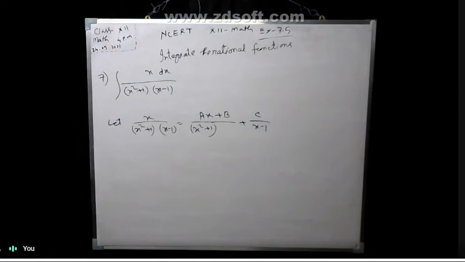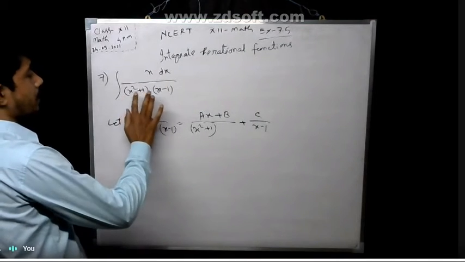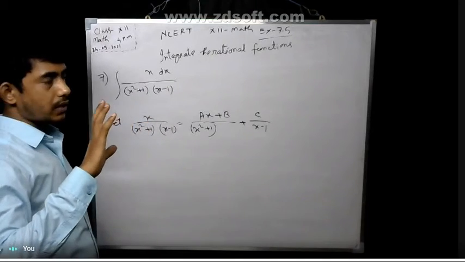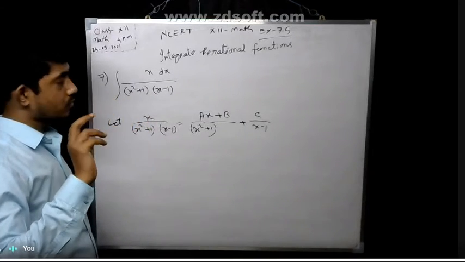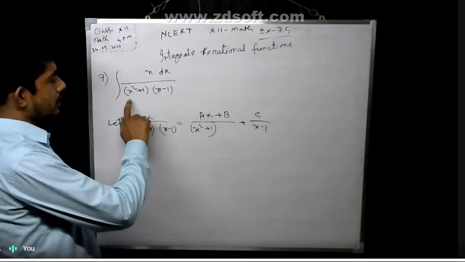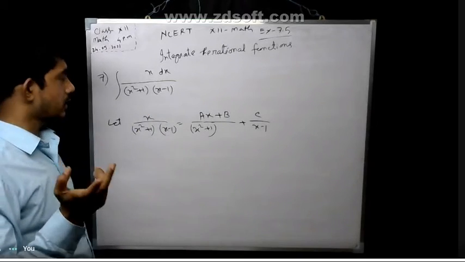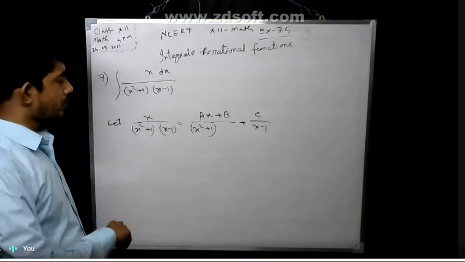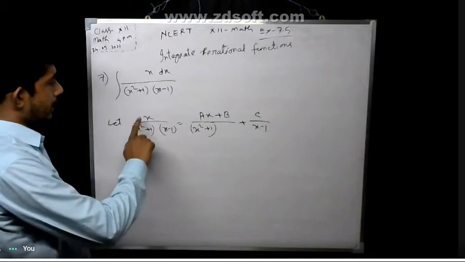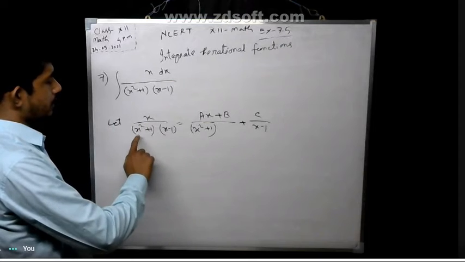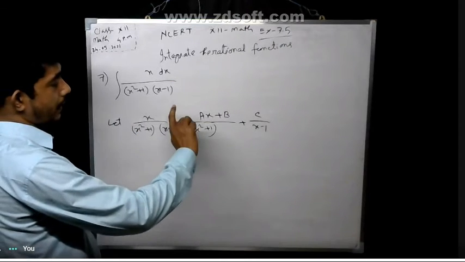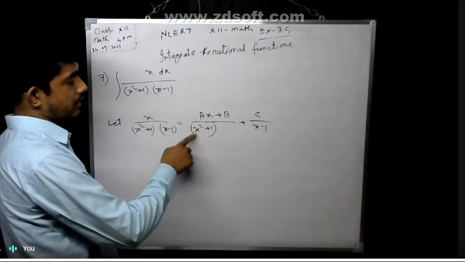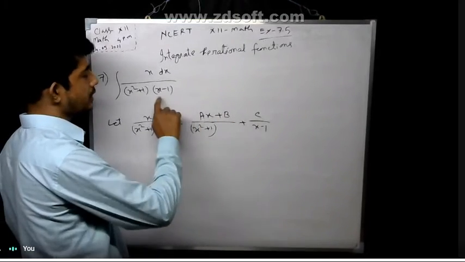Okay, if the function will be like that, x dx by (x square plus 1) into (x minus 1), we cannot express x square plus 1 as a multiple of two functions, it would only be a quadratic expression. So when we find that type of function, then we have to assume x by (x square plus 1) into (x minus 1) equal to (Ax plus B) by this quadratic function, plus C by this.